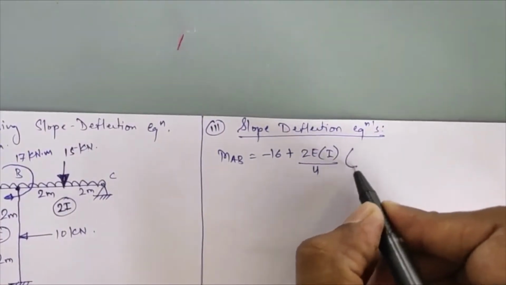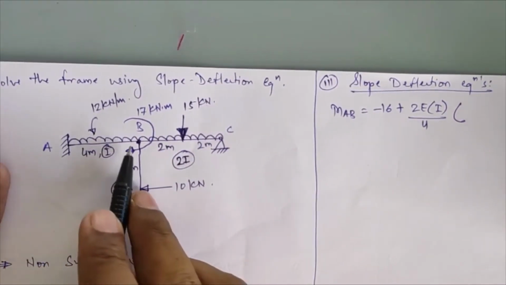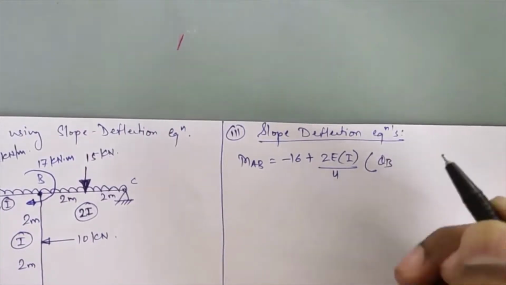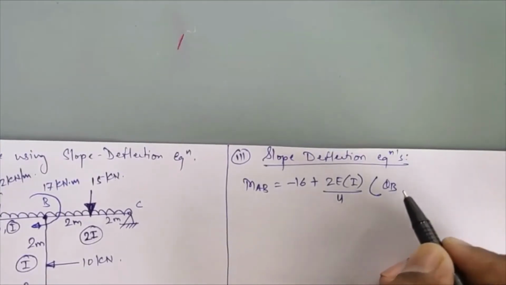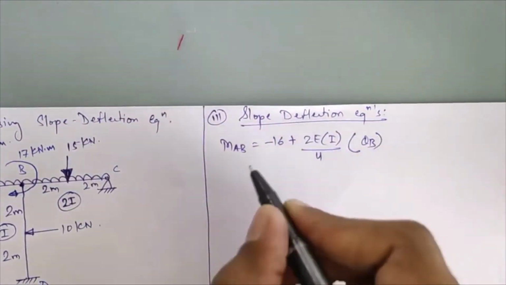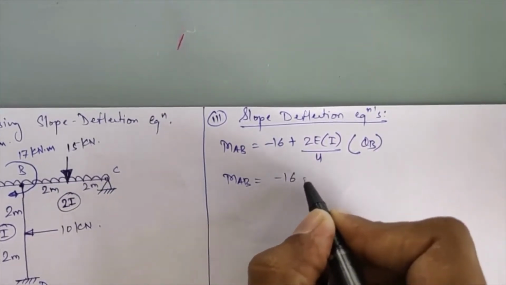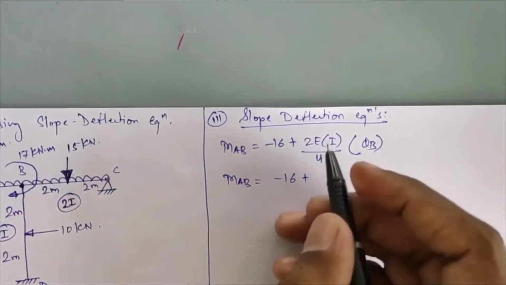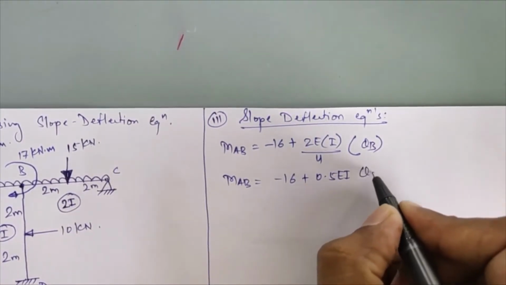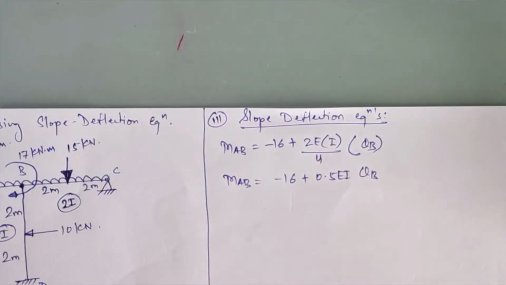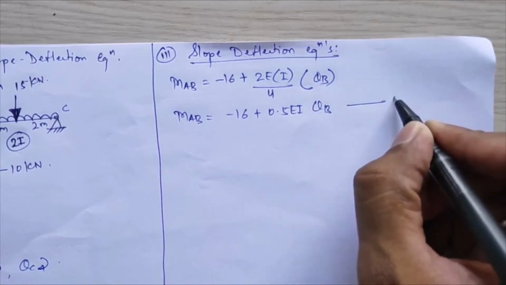Okay, in the bracket your near end rotation will be 2 theta A, but your A joint is fixed, so that will become 0. Only theta B will remain. Here the swaying concept, the delta concept, is not given, so those values will remain 0 in this equation. Okay, so if you simplify this MAB equation, what do I get? Minus 16 plus 2 by 4, that gives 0.5 EI theta B. So that comes as equation number 1 here.